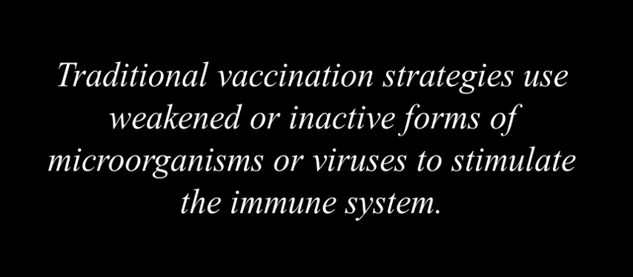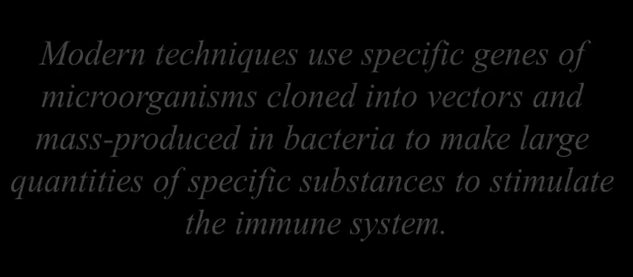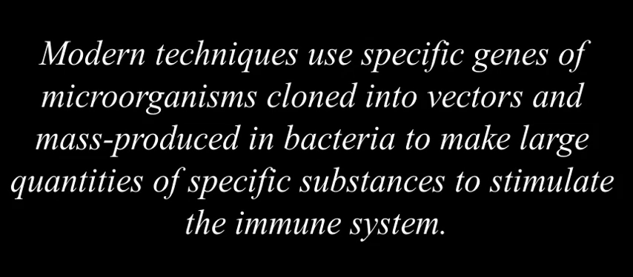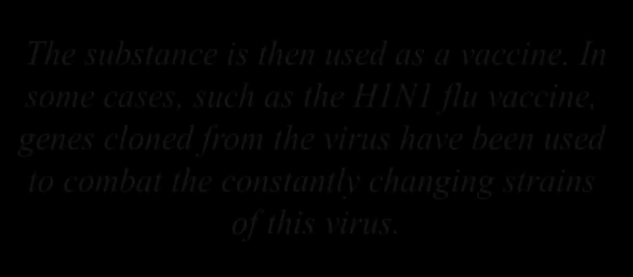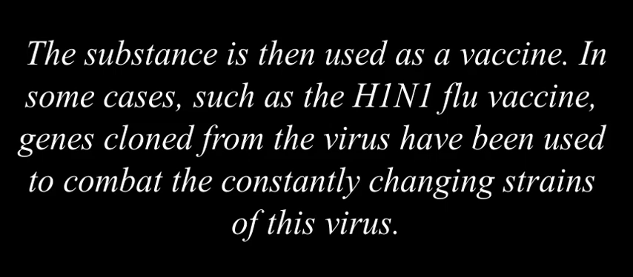Production of vaccines, antibiotics, and hormones. Traditional vaccination strategies use weakened or inactive forms of microorganisms or viruses to stimulate the immune system. Modern techniques use specific genes of microorganisms cloned into vectors and mass-produced in bacteria to make large quantities of specific substances to stimulate the immune system. The substance is then used as a vaccine.